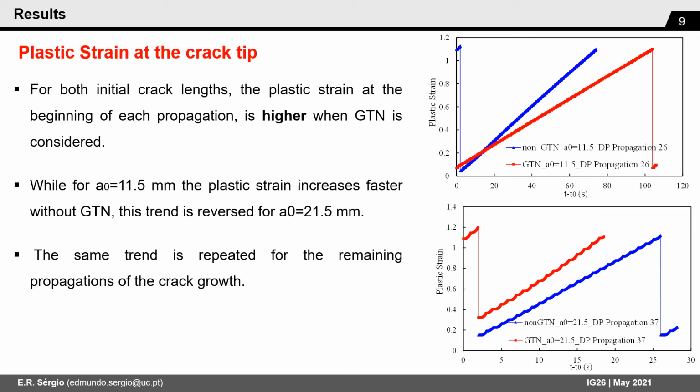For both initial lengths, the plastic strain is higher at the beginning of the new propagation in the model considering GTN. The results show that for 11.5 mm, the plastic strain increases faster without GTN, and that for 21.5 mm, this trend is reversed. These results explain the obtained da/dN-ΔK curves. However, the results themselves required an explanation.